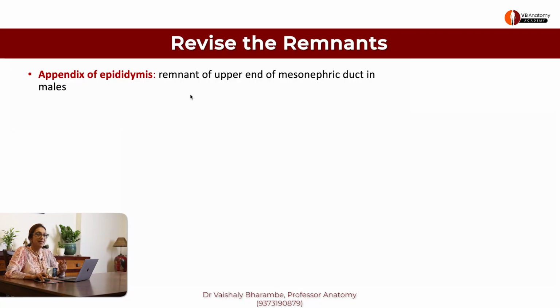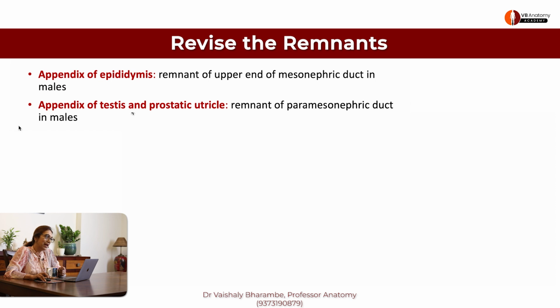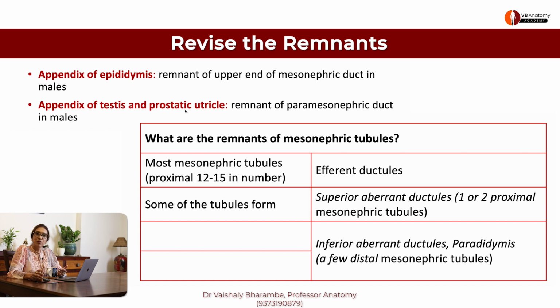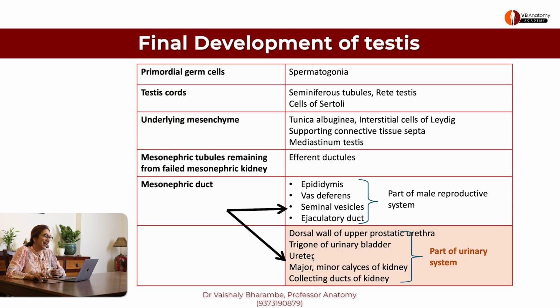Appendix of epididymis, remnant of mesonephric duct. Appendix of testes and prostatic utricle, remnant of paramesonephric duct. What about mesonephric tubules? 12 to 15 form efferent ductules, rest of them form superior and inferior aberrant ductules along with paradidymis. Remnants matter. Right.